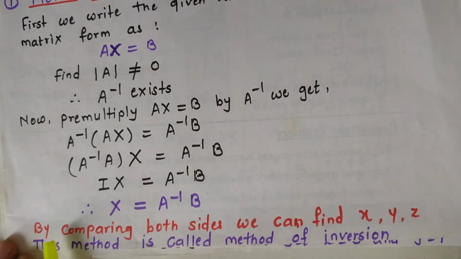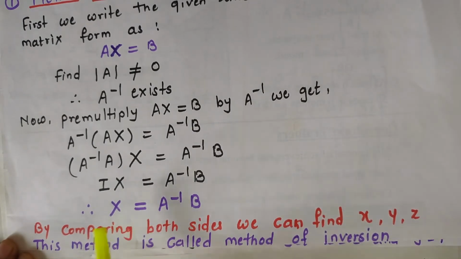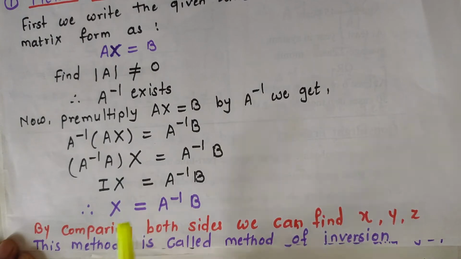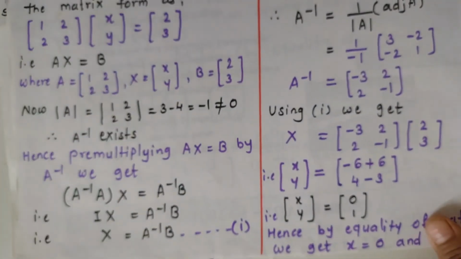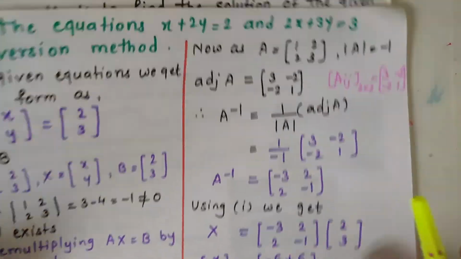Now by comparing both sides of these equations, we can find the values of x, y, z. This method is called the method of inversion. So using this method, we can solve some examples. Let's see the first example.